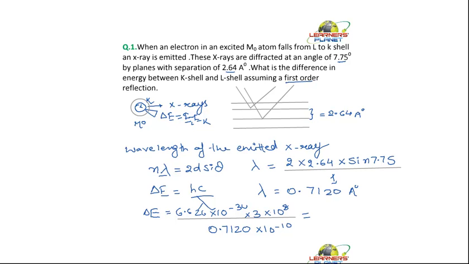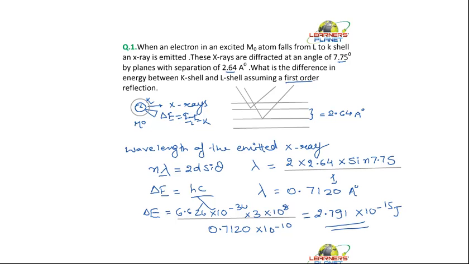Now this is going to give you the energy difference. Now that is equal to 6.626 into 10 to the power minus 34 into 3 into 10 to the power 8, and that is divided by 0.7120 into 10 to the power minus 10, and that is 2.79 into 10 to the power minus 15 joules.